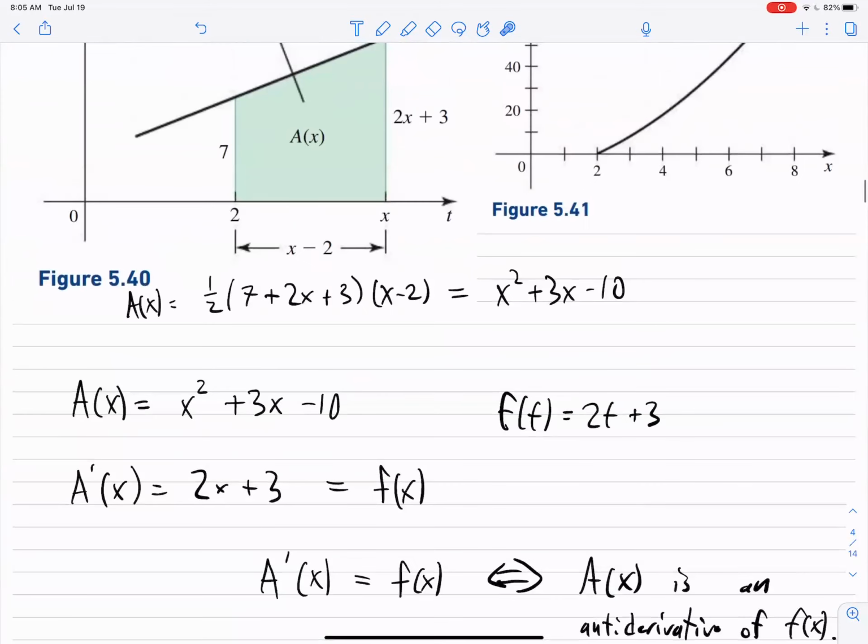But capital F of a, if I plug in a into this, is A of a plus C. But A of a, if you plug in a, is 0. So capital F of a is 0 plus C. So that means the integral from a to b of f of x dx is capital F of b minus C by definition, because this thing is equal to A of b. But that's equal to F of b minus F of a, because F of a was equal to C. And so that's the proof.